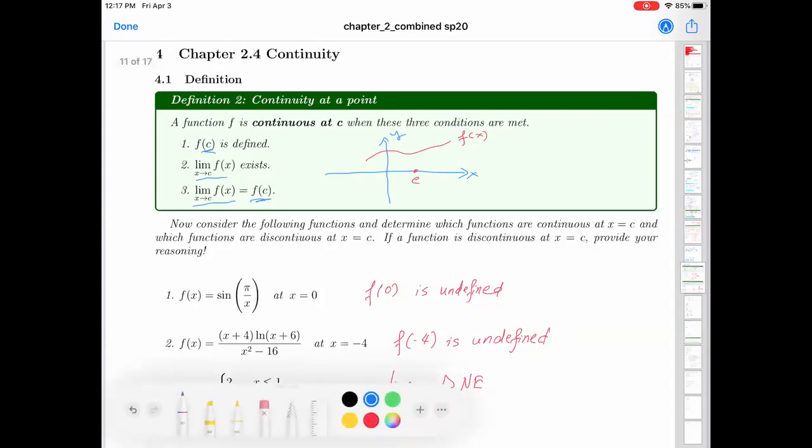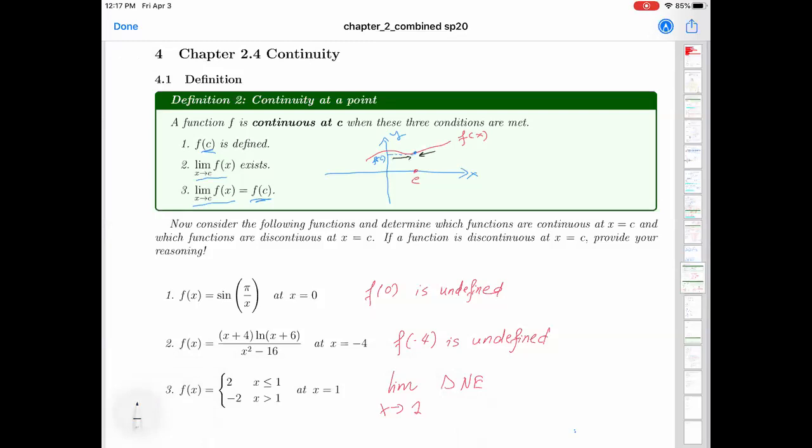Using this graph, the first condition is f of c is defined. When you plug c into the function, you have a y value, right? F of c is defined. And the second condition is the limit of the function f of x when x goes to c. So x goes to c from the left, and this is when x goes to c from the right. Yes, they approach the same point from the left and from the right.